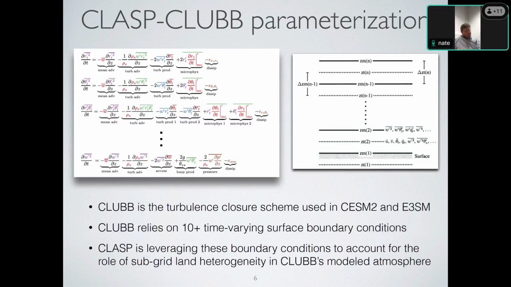And if you look at those surface boundary conditions, how we're historically prescribing them from the land model, they weren't really accounting for that subgrid heterogeneity. And so what CLASP was trying to do in one of these thrusts was to leverage the boundary conditions within CLUBB to account for the role of subgrid land heterogeneity in CLUBB's modeled atmosphere. Next slide.